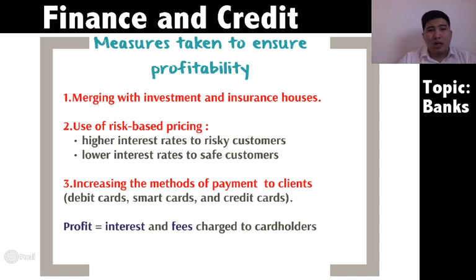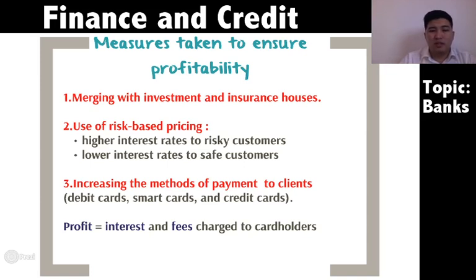The second one is the use of risk-based pricing. It means you have to give loans to higher-risk customers at higher interest rates, and give lower interest rates to safe customers. It is a method used by a lot of banks.